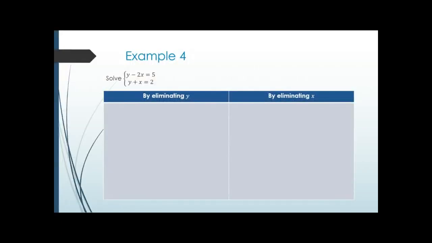So here's example 4, and I'm going to show you how you can do it either way. You can either eliminate y and say, okay, I want to get rid of the y, or you can eliminate x and say, I'm going to get rid of x. You can do it either way, it really doesn't matter.